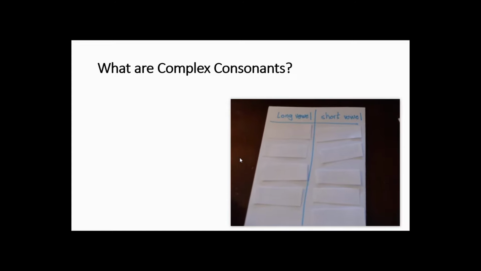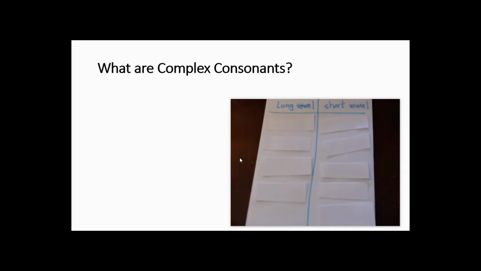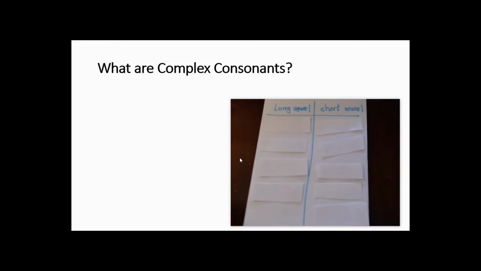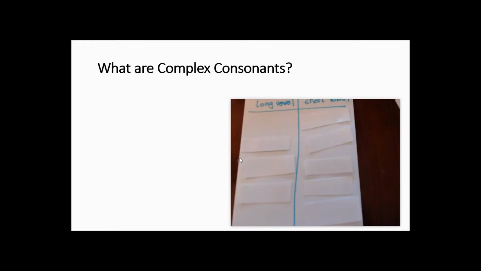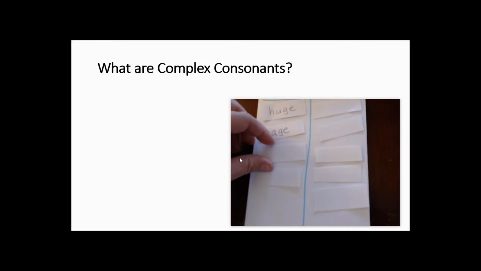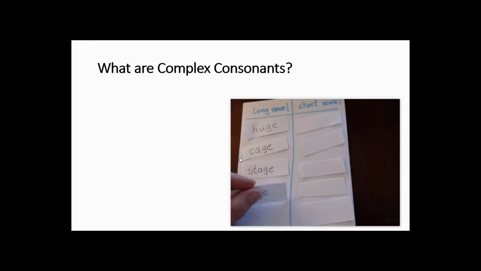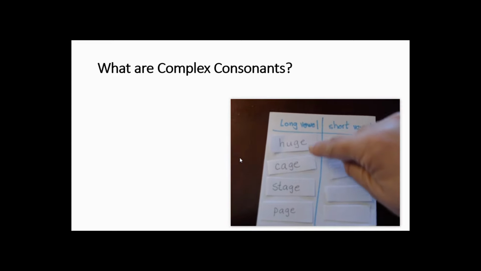Now all of these words, page, huge, fudge, badge, they sounded like they ended with what letter? Page, edge. They all sound like they end in J, but we know that no English word ends in J. So let's look at these words. All of our long vowel words, we have the word huge and the word cage, help me read them, and the word stage, and the word page. Those are all our long vowel words. What do you notice about the long vowel words?